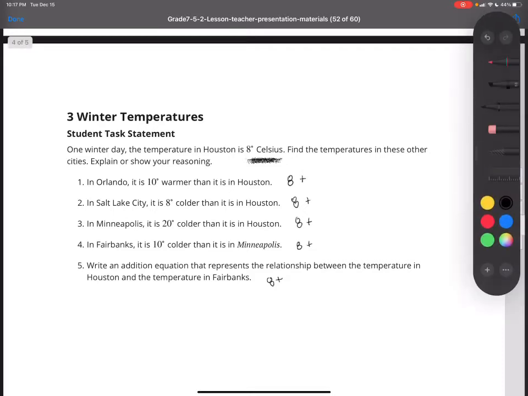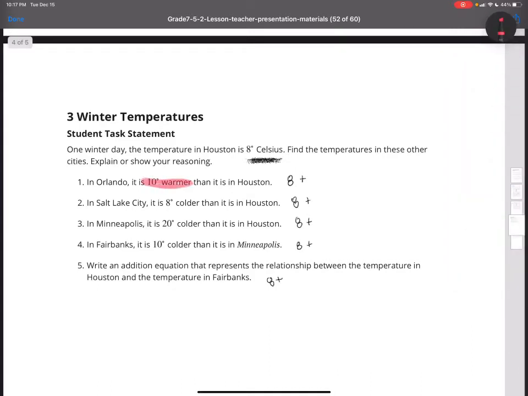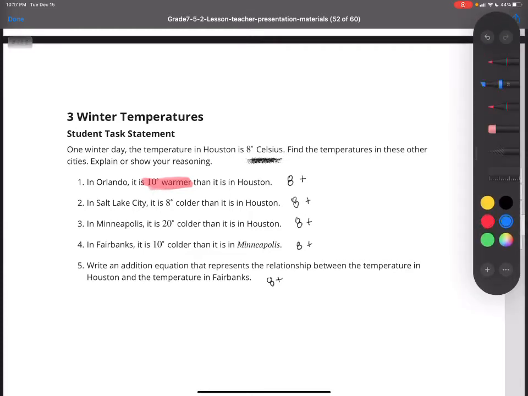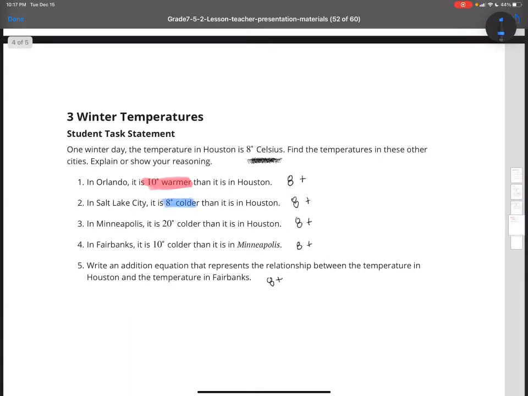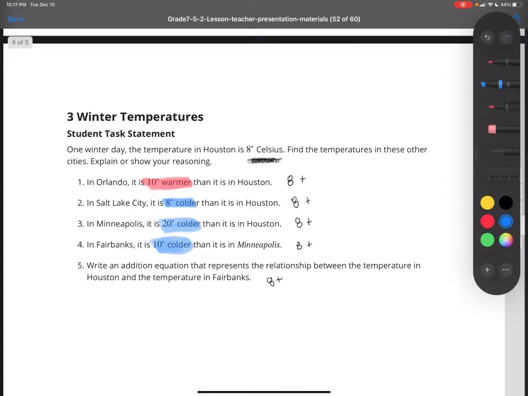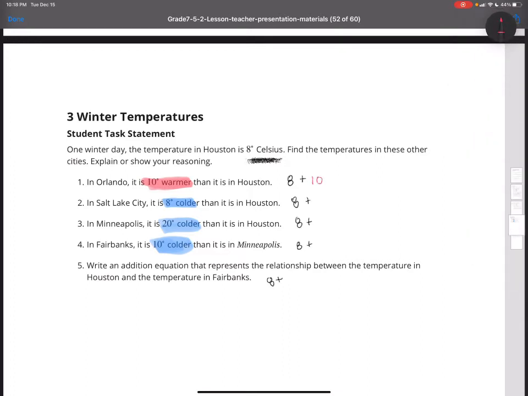So remember, when it got warmer, we went in the right direction. And when you go in the right direction, that means that it's a positive number. However, when you go in the left direction, it is a negative number. Okay? So, let's get started. It says it's 10 degrees warmer in Orlando, which means that we're adding a positive 10. Since we're adding a positive 10 and they have the same sign, it will be 18 degrees Celsius in Orlando. Okay?